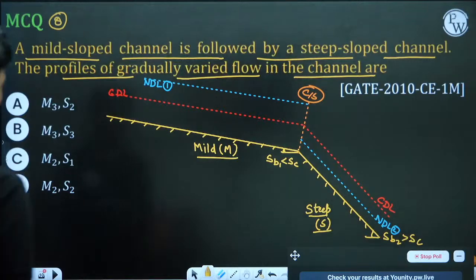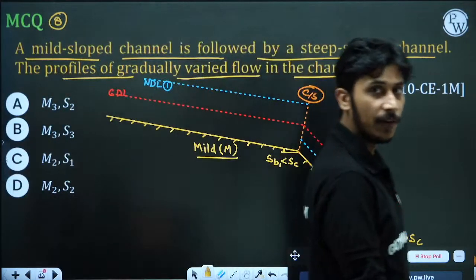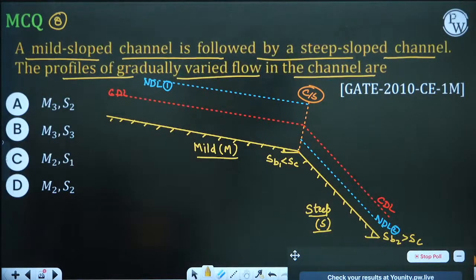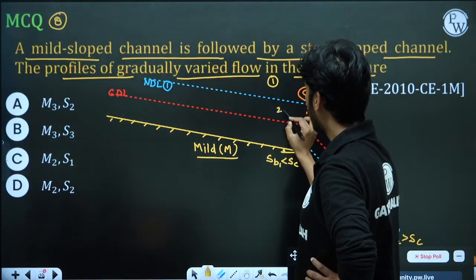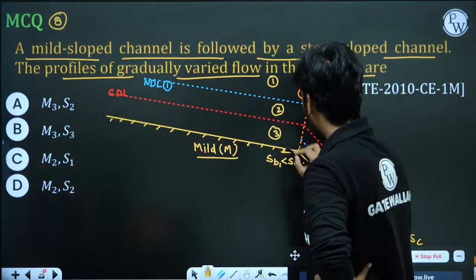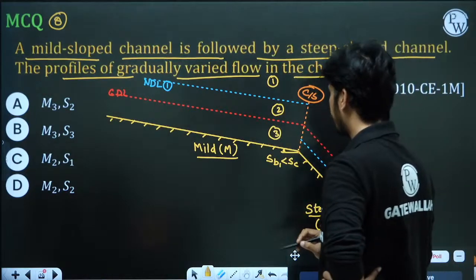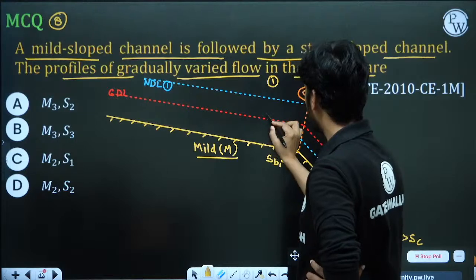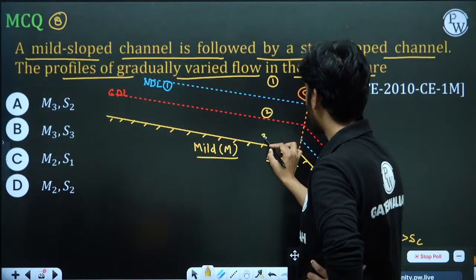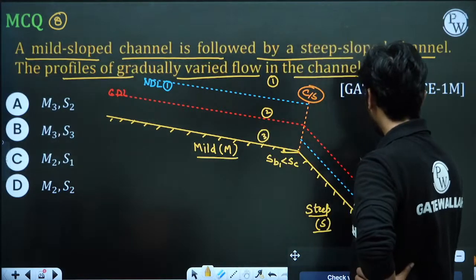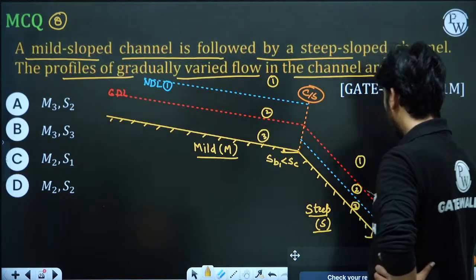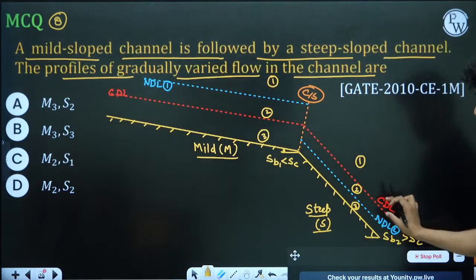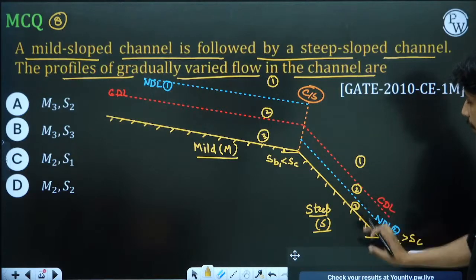I have made the diagram so that you will be comfortable to give the answer. So let's make the regions first. This is region 1, this is region 2, this is region 3. Again, we are making the regions here. Here again we are making the region. This is region 1, region 2, region 3. Top line above is region 1, top line to bottom line is region 2, bottom line to bed is region 3.